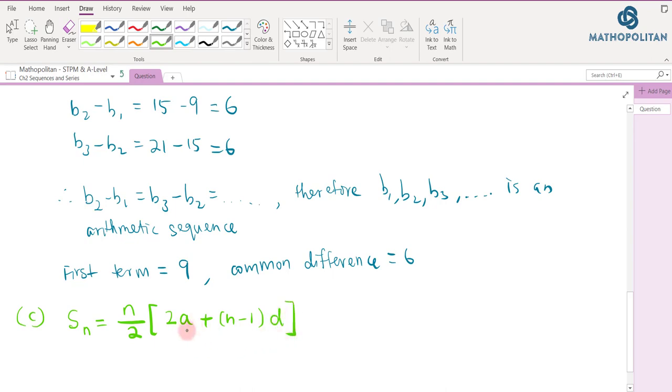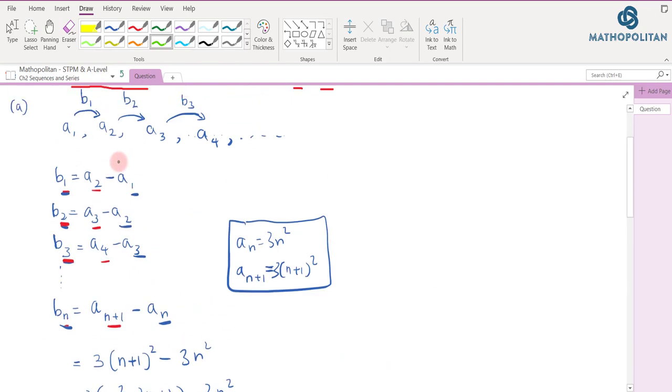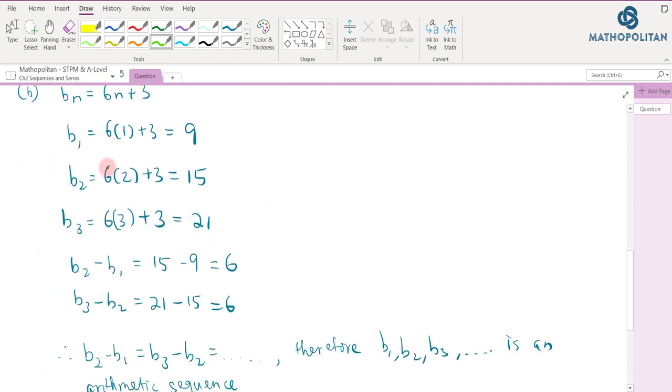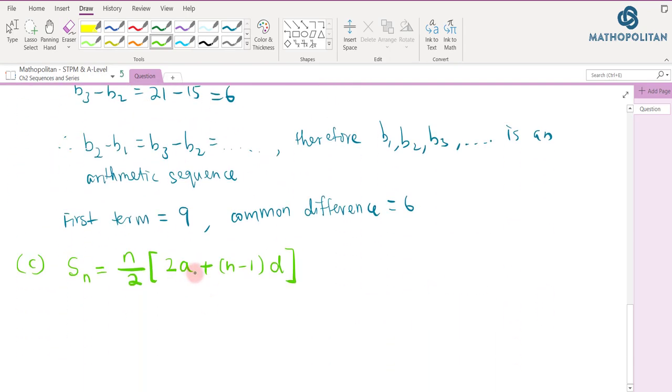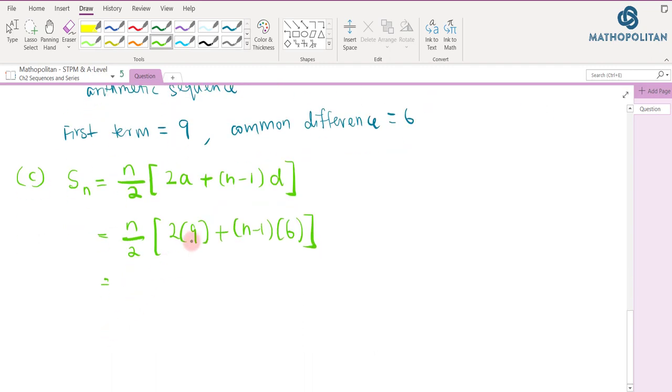This A here has nothing to do with the sequence A from the question, it's an A representing the first term. You can pick other notations if you want, but from this sequence B1, B2, B3, the first term is equal to 9. So we can substitute the numbers in here: 2 times 9 plus n minus 1, and the common difference is 6. So we have 2 times 9, 18.